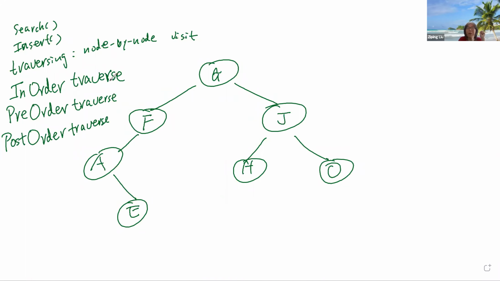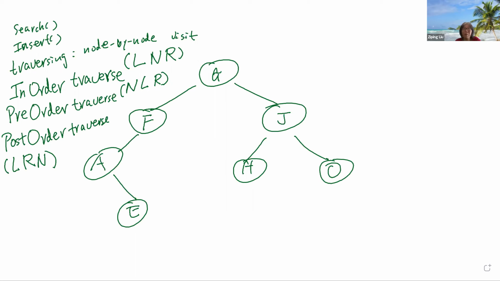So what is in-order traversing? In-order traversing means you visit the left node first, and then the node, then the right. That's the sequence you follow. Pre-order is node first, then left, then right. Post-order is left first, right next, node last. That's the definition for the different kinds of traversing.